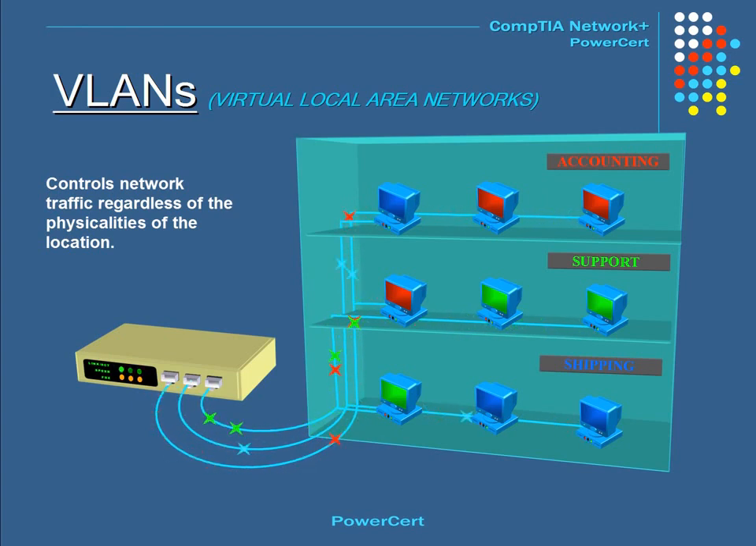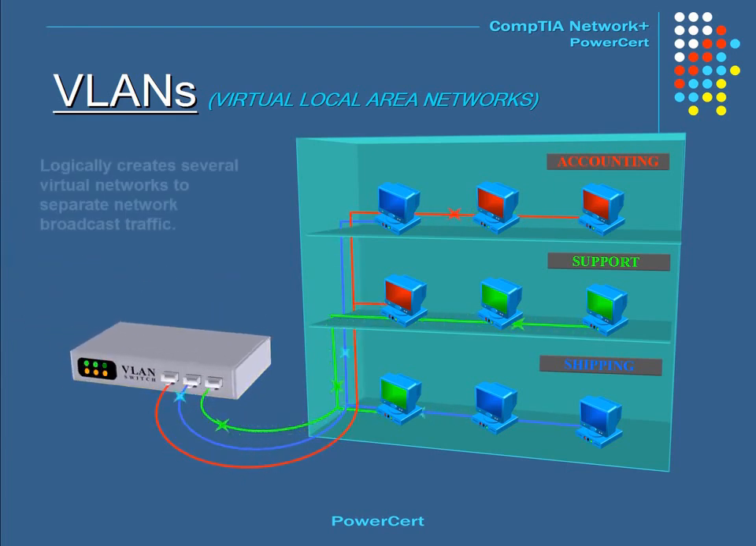Now one way to solve this is to physically move the computers to their proper floor and put them on the same subnet with a router. But there is an easier way to accomplish this, and that way is to use a VLAN switch. By installing a VLAN switch, you can logically create several virtual networks to separate network broadcast traffic. So now the 3 departments don't see any traffic created by the other departments. They only see their own.